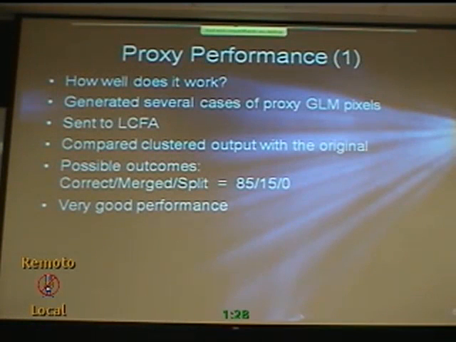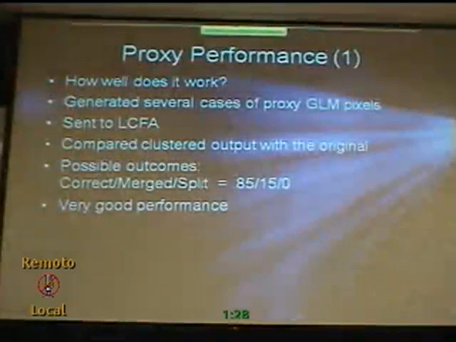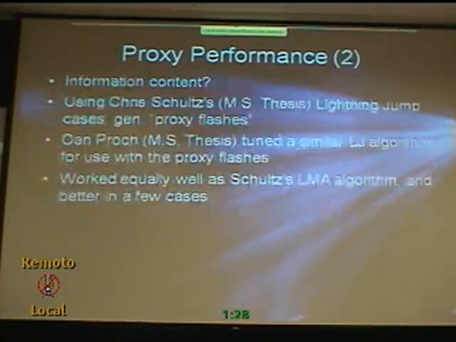And their statistics showed that 85% of the time the flashes were the same flashes from the synthesized data as the real data. 15% of the time flashes were merged, and 0% of the time were flashes split apart. So they felt good about the synthetic data approximating the general behavior of flashes. Then the question is, is there any information content, as in meteorologically significant information content, in the flashes that they created?